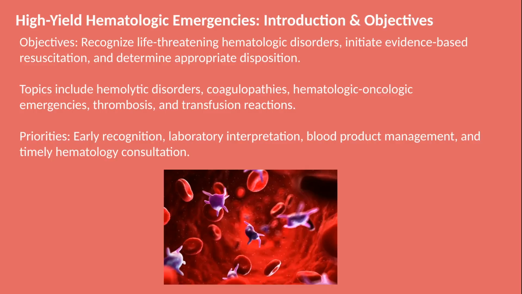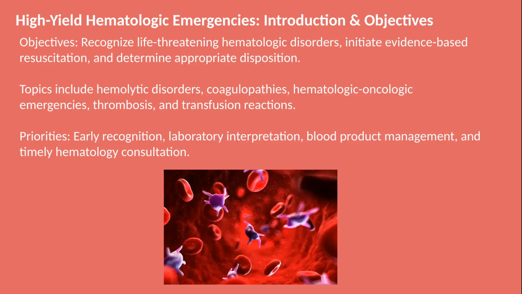Here are our objectives. First, recognize the hematologic disorders that kill quickly. Second, start evidence-based resuscitation before the diagnosis is confirmed, because in this field, waiting for the confirmatory test is often the fatal error. Third, choose the right disposition. We will cover hemolytic disorders, the coagulopathies, hematologic and oncologic emergencies, thrombotic disease, and transfusion reactions.